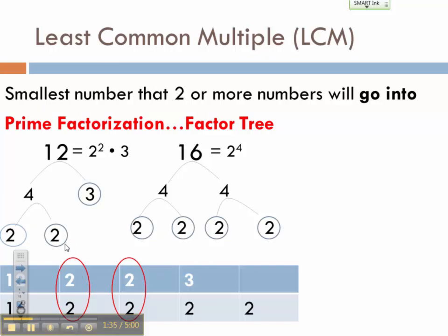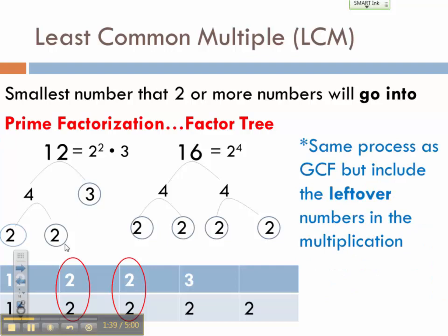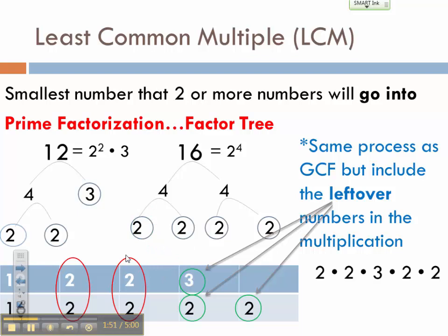Here comes the difference. For least common multiple, it's the same process, but we are including what is left over. So you have a pair of 2's and a pair of 2's. What is left over? A 3, a 2, and a 2. So we're going to count each one of those individually. So this is what we're looking at. 1, 2, and another 2. That's where these first two come from. Then a 3, a 2, and a 2. So we're basically counting everything we have here. If we multiply those, we get 48.